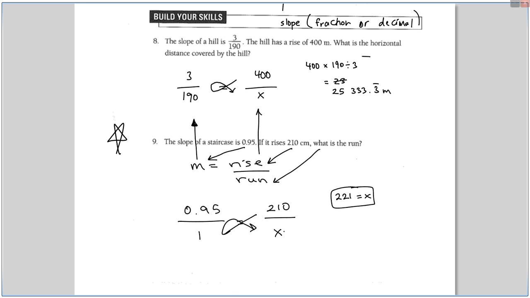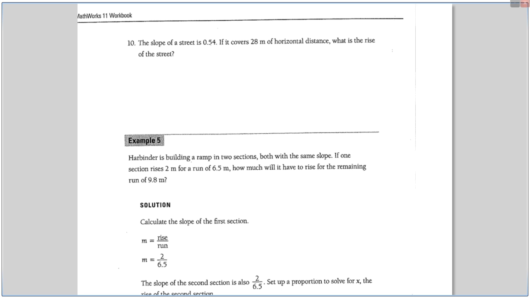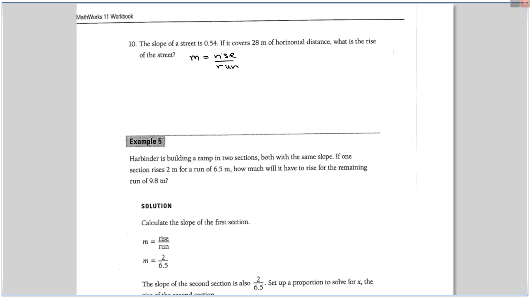Okay, next. Question 10. I'll jot down the formula just for you one more time. M equals rise over run. Did they give M as a fraction or as a decimal in this case? What happens if it's a decimal? Put what underneath? Put 1 underneath. It's like a placeholder, and it helps you with your cross multiplication.